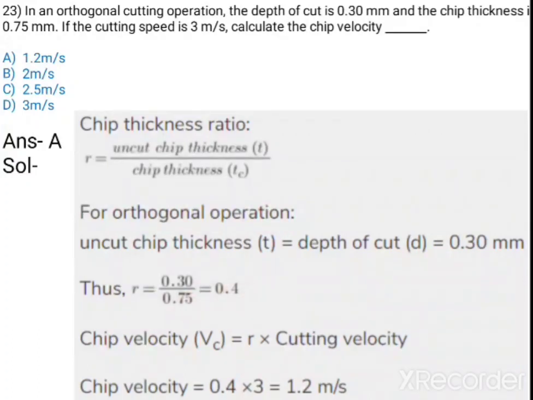You will get r is less than 1, 0.4, and so r is equal to t by tc is equal to lc by l is equal to Vc by V. And from that you can find out chip velocity. They are asking chip velocity, so Vc is equal to r into cutting velocity V, and chip velocity is equal to 0.4 into cutting velocity, which is given as 3 meter per second. So yes, it is 1.2 meter per second. Right option is A for that.